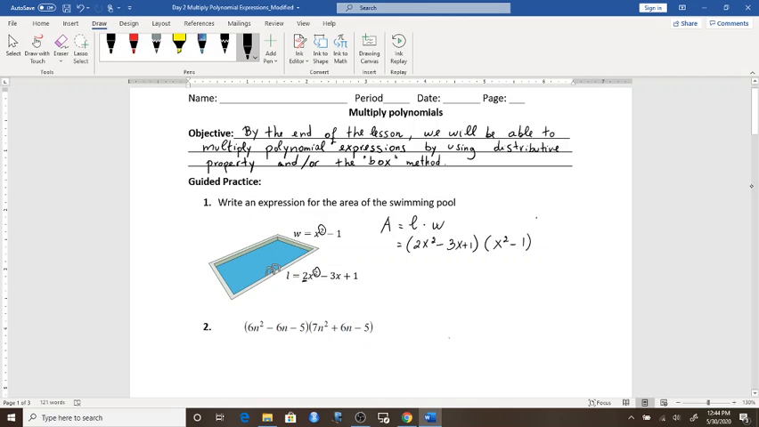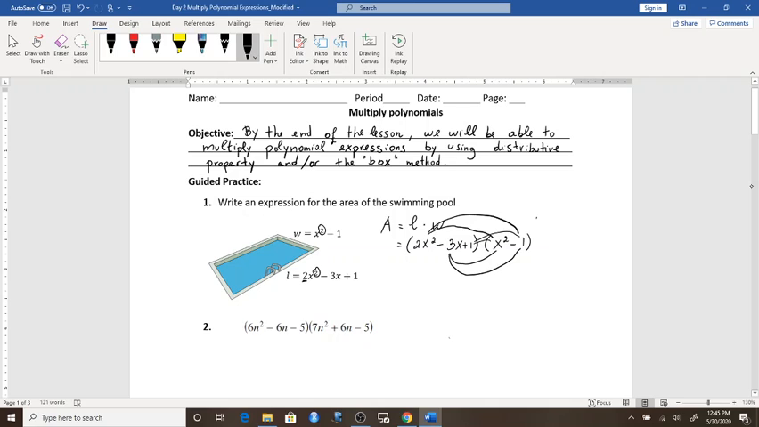Okay, so you can use the distributive property. With the distributive property, what you do is you multiply 2x squared by x squared, 2x squared by negative 1, and you get 2 terms out of this. Then you multiply negative 3x by x squared, negative 3x by negative 1, and finally you multiply 1 by x squared and then 1 by negative 1.